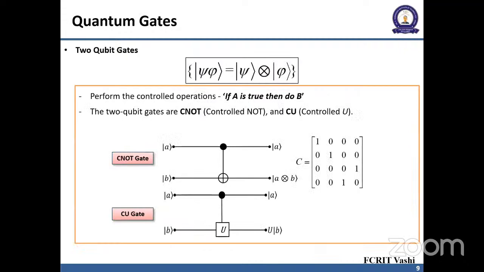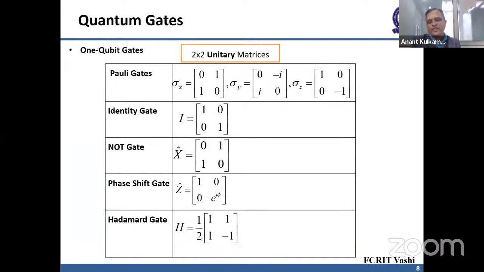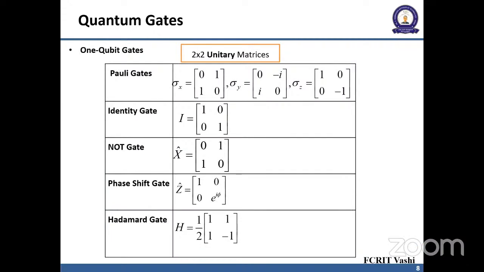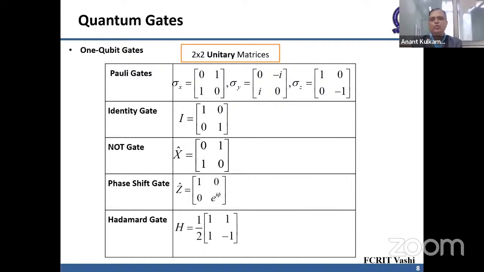Yes. So can you just explain the difference between the Hadamard gate and the previous one, the phase shift gate? Yeah. The phase shift gate is only for the change in the phase. It doesn't change the magnitude, only there is a change in the phase shift. As far as the Hadamard gate is concerned, we use it for the change of rotation of axis.